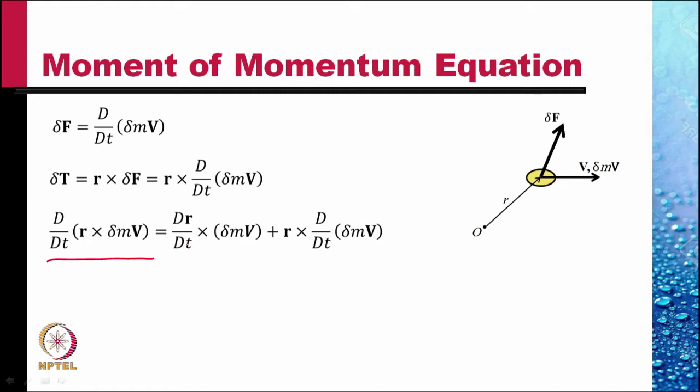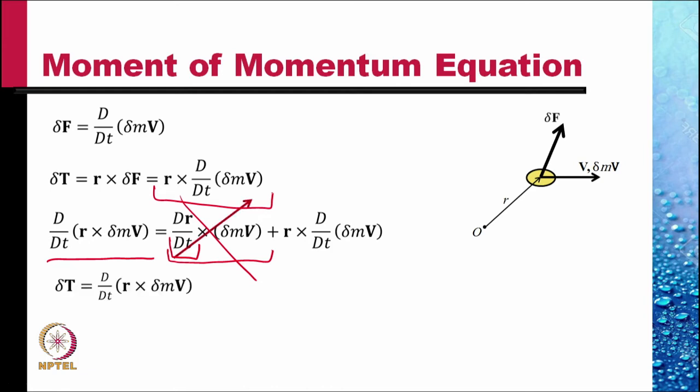Now, the time derivative of the position vector r is nothing but velocity. So this term is like v cross v, cross product of two collinear vectors v and v. So this is 0. So r cross d by dt of delta mv can be replaced by d by dt of r cross delta mv. And if we do this, we get delta T is equal to d by dt of r cross delta mv.